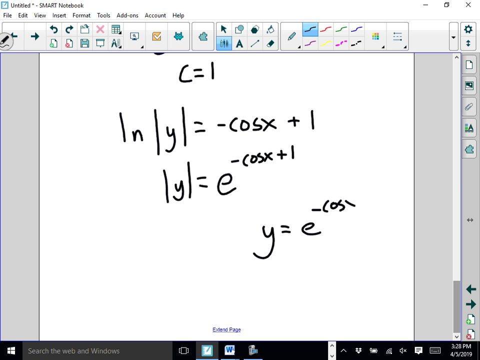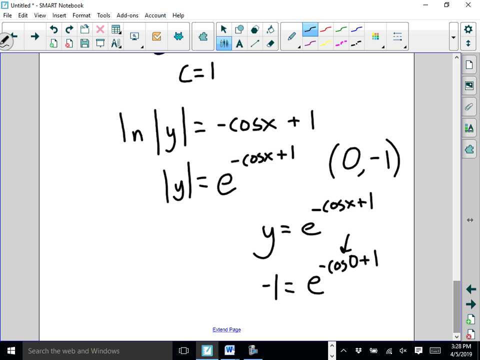Plug in my point. Again, the point was 0, negative 1. Let's see if this works. Does negative 1 equal e to the negative cosine 0 plus 1? Well, negative cosine 0, again, is negative 1. Negative 1 plus 1 is 0. E to the 0 equals 1, so I get negative 1 equals 1. Is that true? Absolutely not. So the actual answer will be negative y equals e to the negative cosine x plus 1.